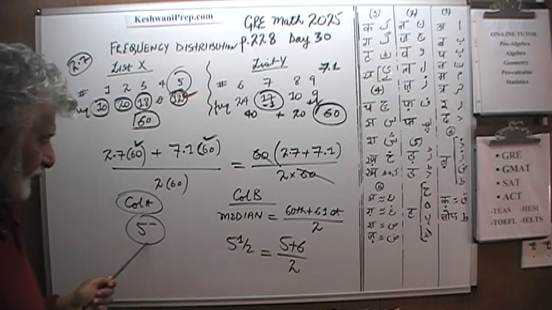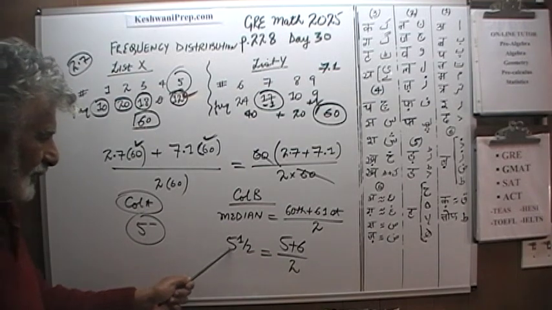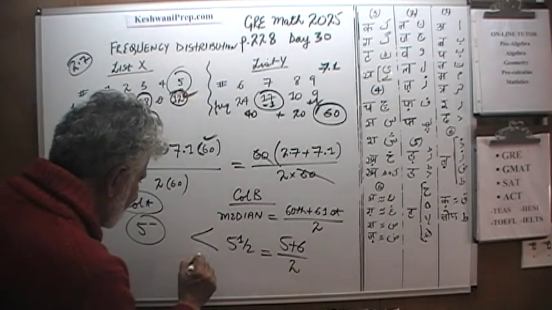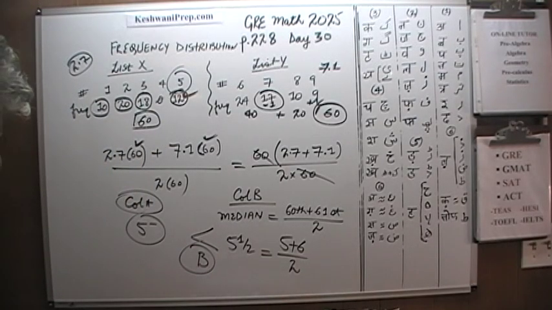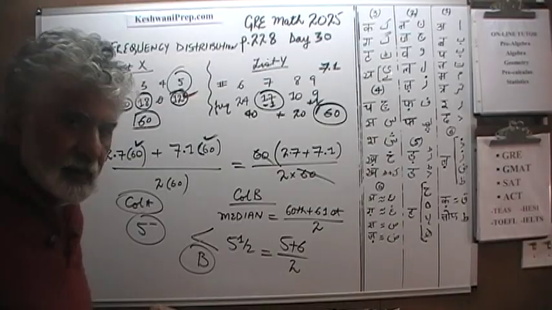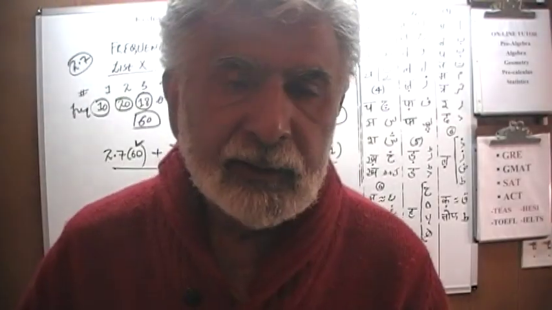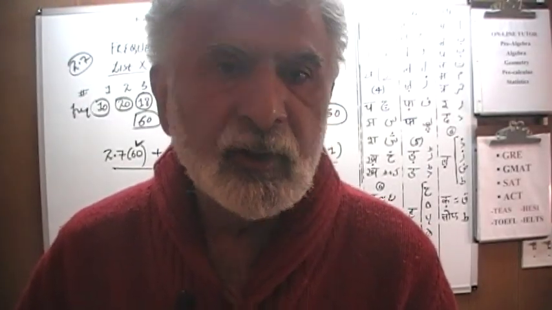It does not matter what this figure was. It's something less than 5. Here we have 5.5. 5.5, of course, is bigger. Therefore, the median of the combined list is greater than the average of the combined list.